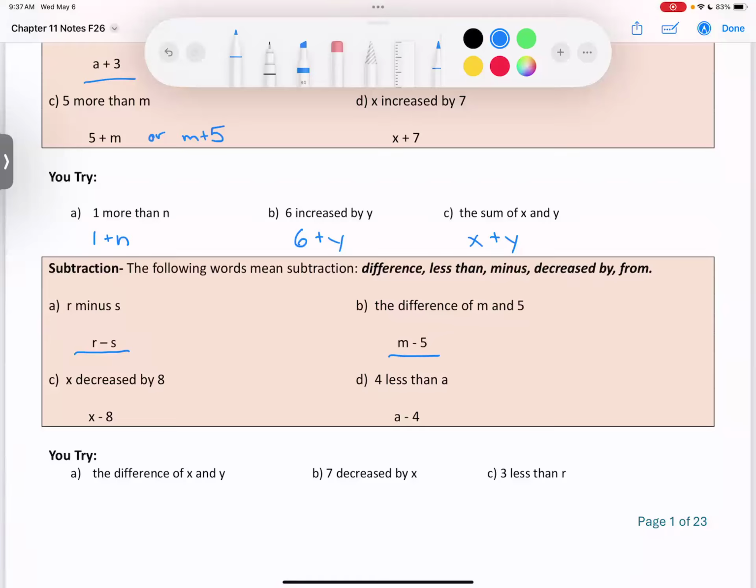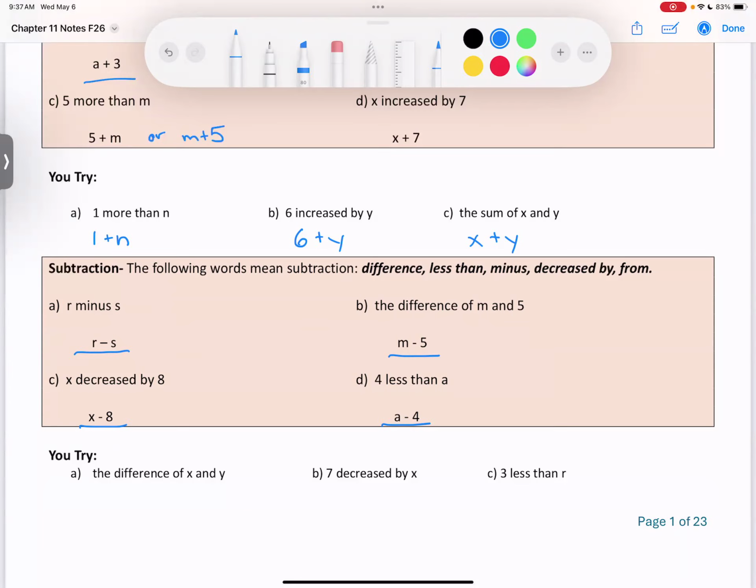So if you see the word difference, the first number or variable listed there is going to appear first. So that's why here we have the M appearing first in M minus 5. X decreased by 8. So we had X, now we're decreasing it by 8. So it would be X minus 8. And then 4 less than A, we used to have A, now we have 4 less than A, so it would be A minus 4. So pause again and try the next three.